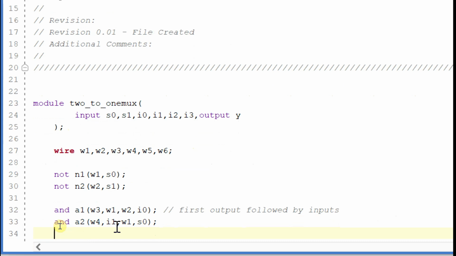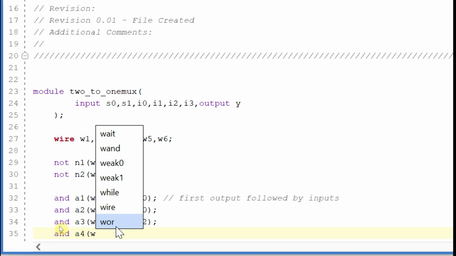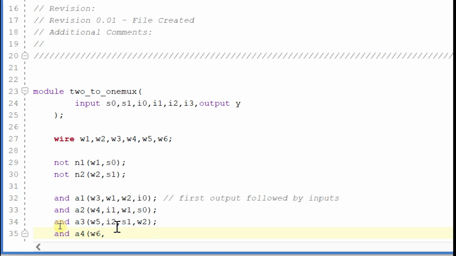Next, and A3, my output is W5 followed by I2 followed by S1 and W2. Next is and A4, W6, comma I3, comma I will get S0 and S1. You can reverse the order also, no issue, because it is an AND gate.